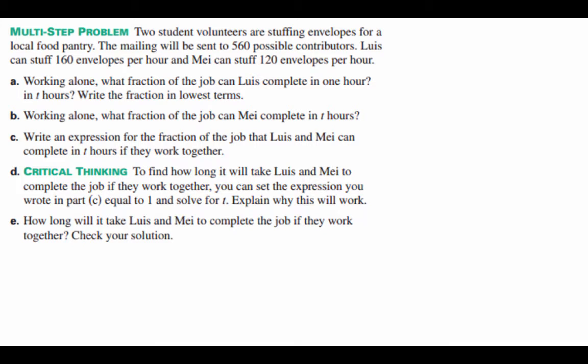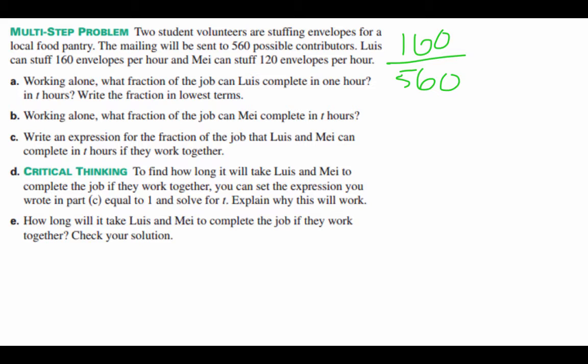Two students, volunteers, are stuffing envelopes for a local pantry. The mailing will be sent to 506 possible contributors. Lewis can stuff 160 envelopes, and Mia can stuff 120 envelopes. So working alone, what fraction of the job can he do? Well, if he can stuff 160 envelopes in 1 hour of the possible 560, it's pretty easy for us to see that that is there.